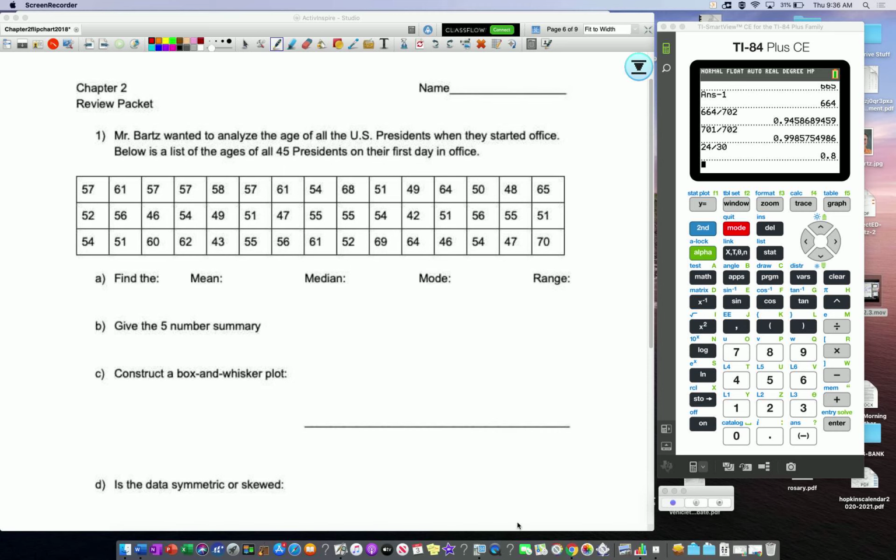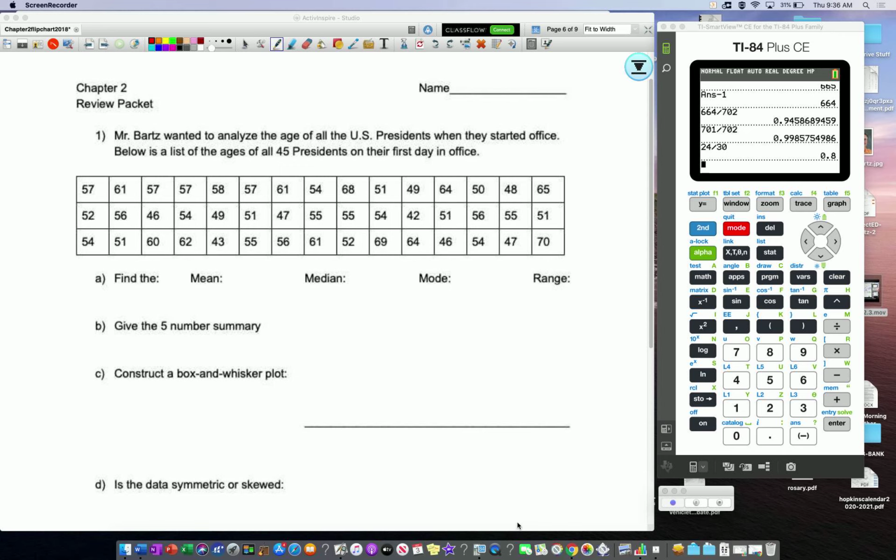So, we have a bunch of problems that I'll take you through. I've done some pre-setup work, so during the problem, you might have to do some pausing. But my guess is you're already done with the problems and you're just checking your answers.